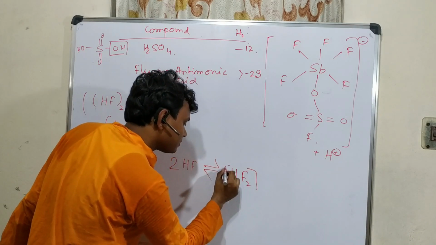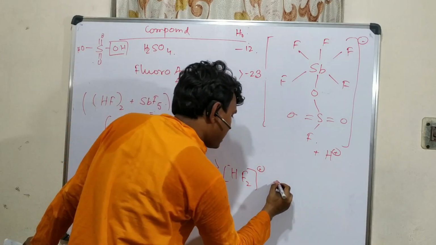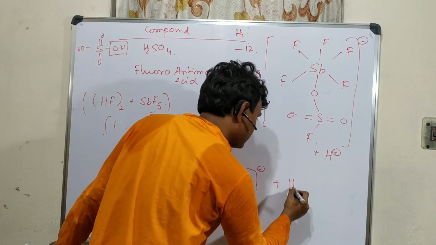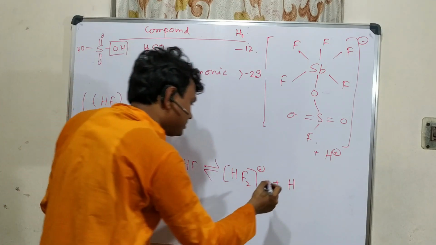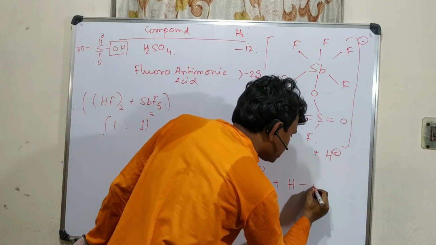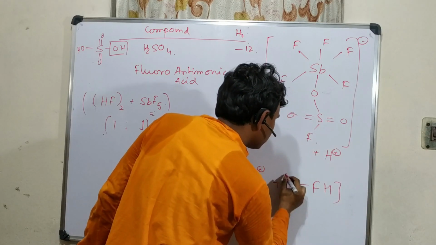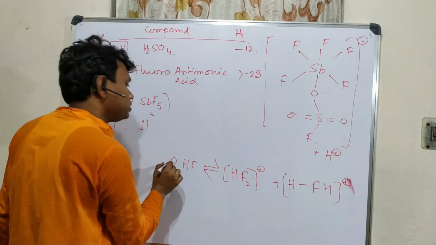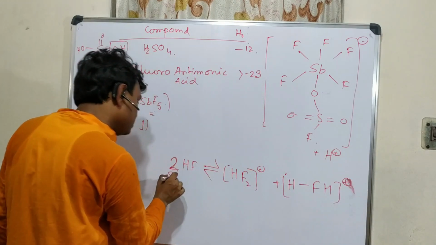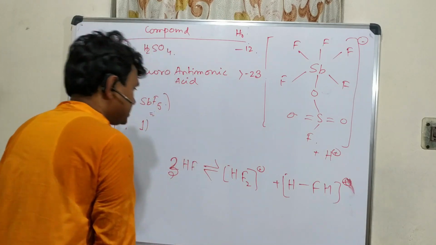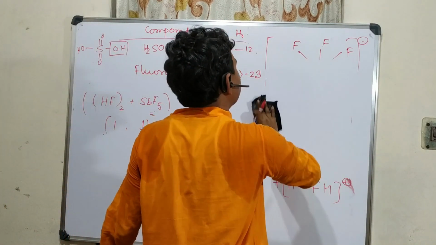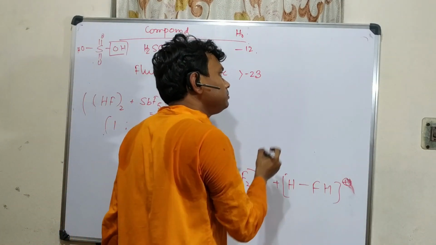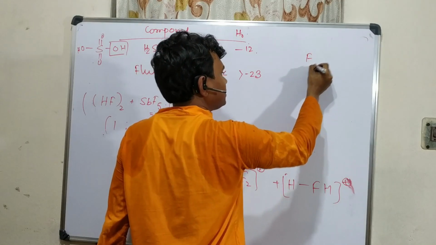HF2 minus plus H plus. And actually, more accurately, this is not H plus, this is HFH plus. So here you should have, this is 3. Why? It is important. Please focus, give your attention. Why? Because this fluorine makes very strong hydrogen bonding.